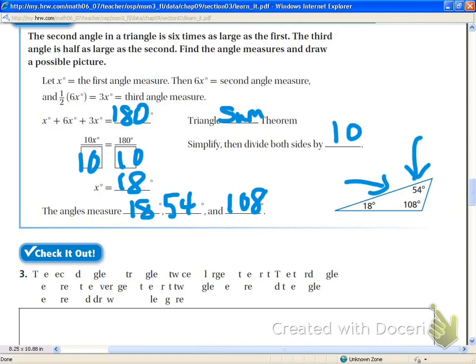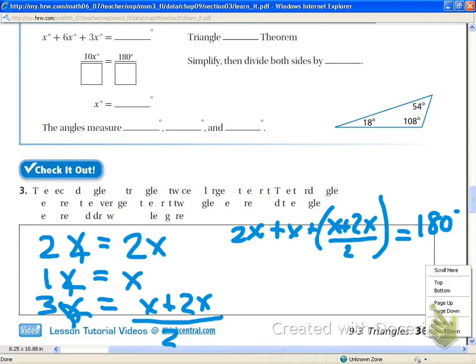Okay, so I want you to do check it out 3 on your own. Julian, what do I need to add? We've got to add x's. 2x, and then you have to get 3x plus x, parentheses x plus 2x over 2, to get 3x divided by 2. So this would be 1/2 x plus 1x. So how much would that be together?